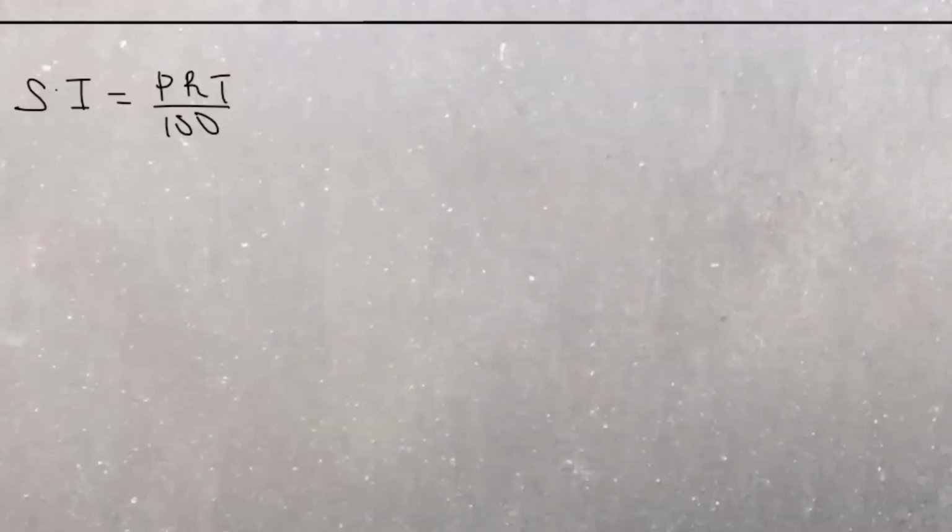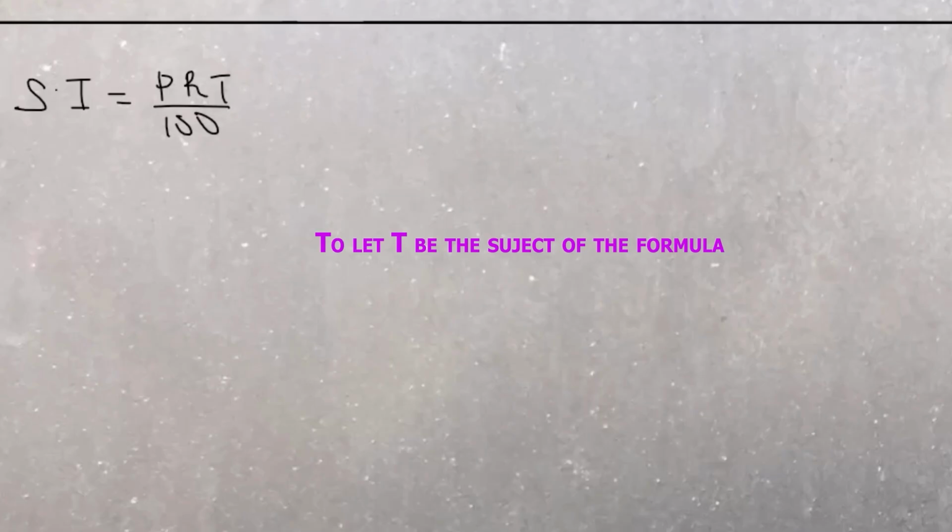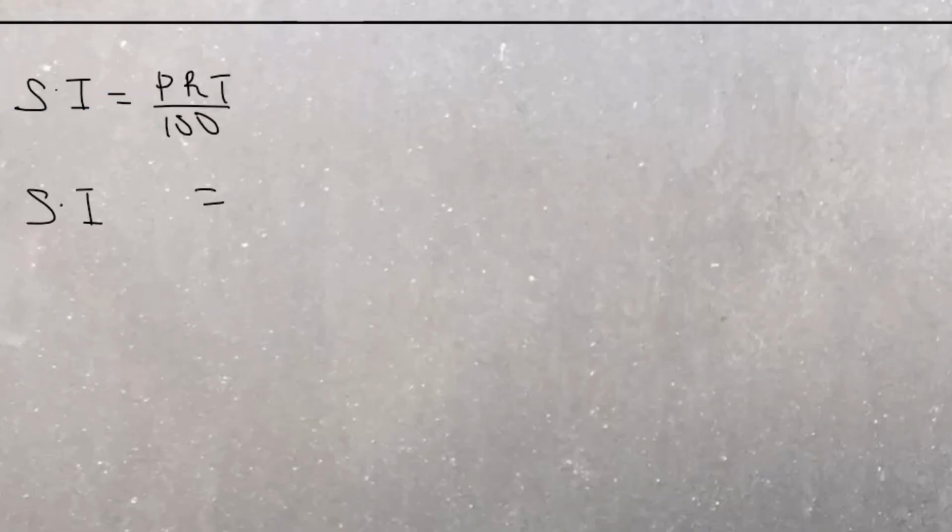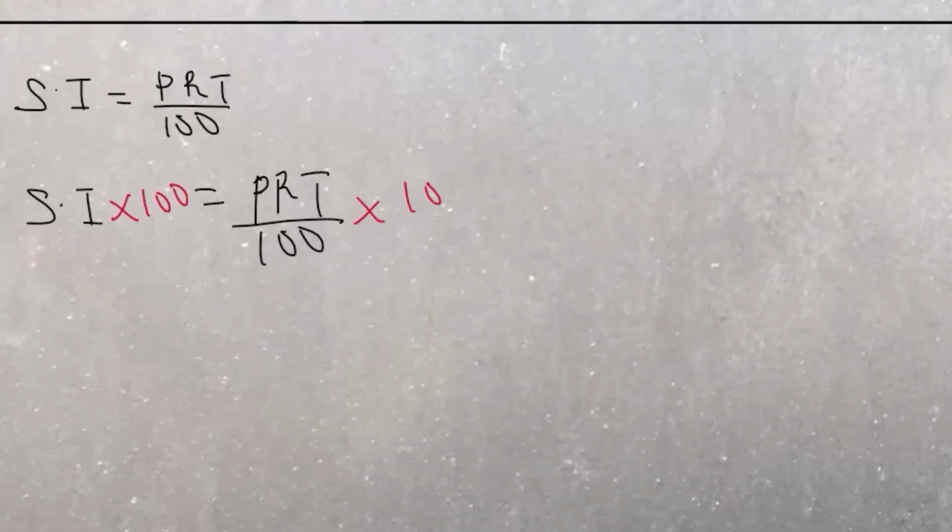Here we have the formula of a simple interest, which is principal times rate times time over 100, and we want to make T the subject of the formula. There are different ways we can solve this. We can decide to cross multiply, but in order to stand to the cost of this section, we will multiply by 100. 100 will cancel 100.